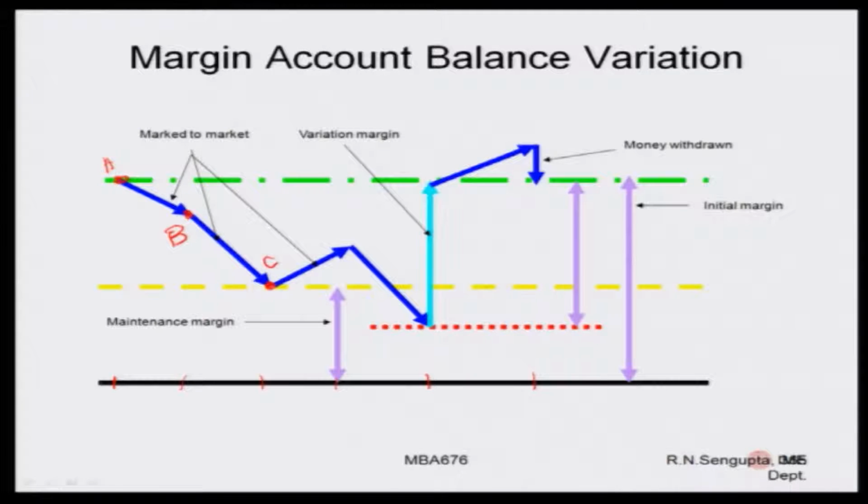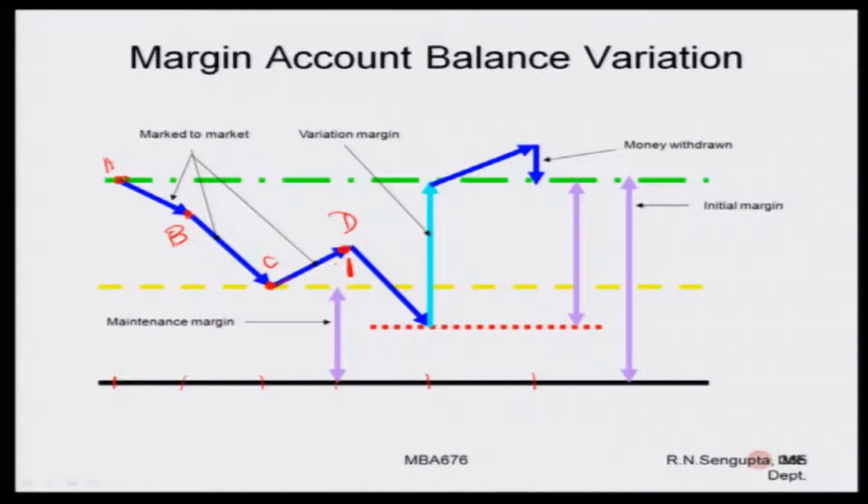Day 3, consider the price increases and goes to point D. Then obviously the flow of money would be in the reverse direction, such that the person who was making a loss till now would gain by the delta amount depending on the price movement. So, this is the delta amount.